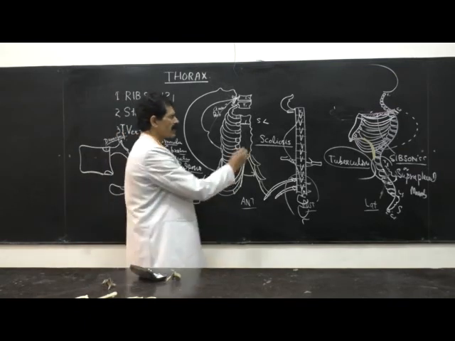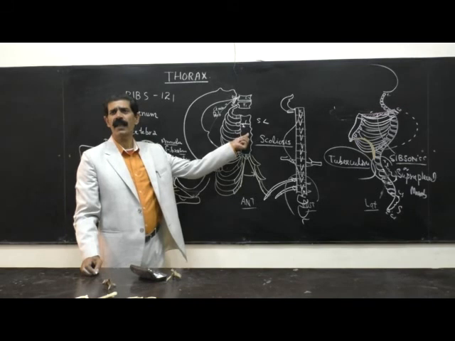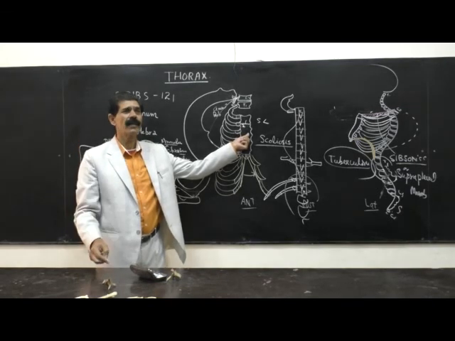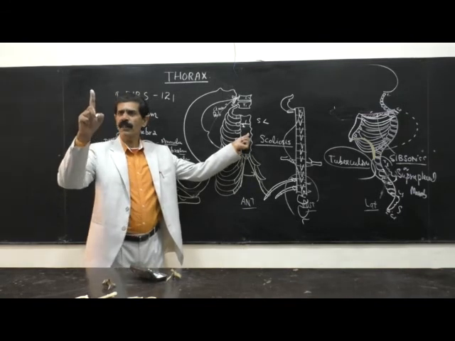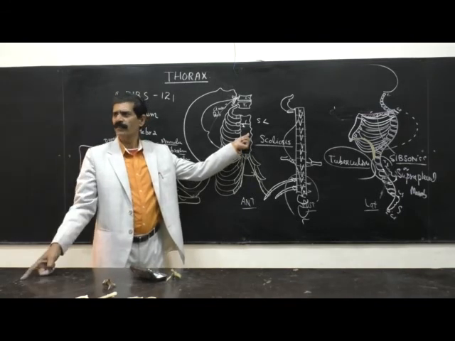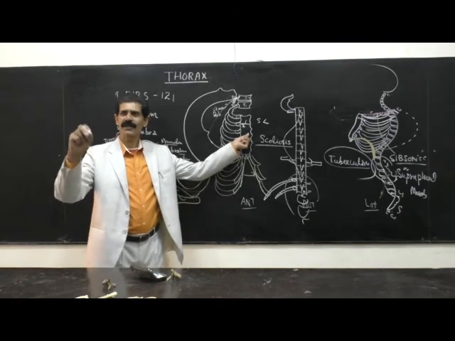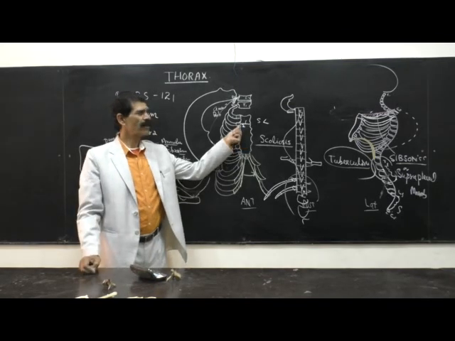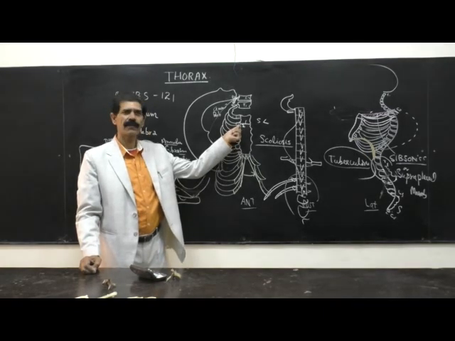Number one importance is that the second costal cartilage is always attached. This should be your first line. How to speak is also very important during Viva. Whichever is the most important thing, you have to tell first of all. The least important you have to tell later. If you are reversing, then your marks are also reversed. Mind it. Always remember that the second costal cartilage articulates here.